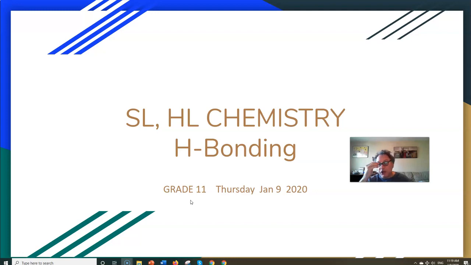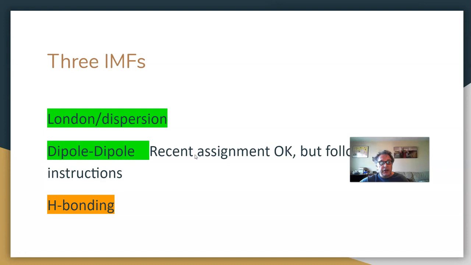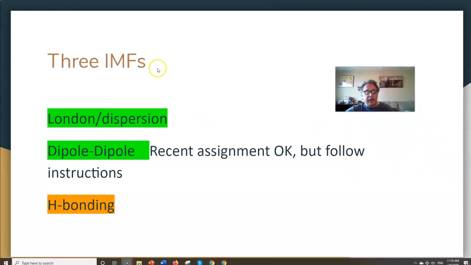This flipped lesson should complete topic 4, which is bonding. Remember, we are talking about intermolecular forces, and there are, of course, 3 main intermolecular forces. We know this: London dispersion forces, dipole-dipole forces, and hydrogen bonding. We've covered the first 2.